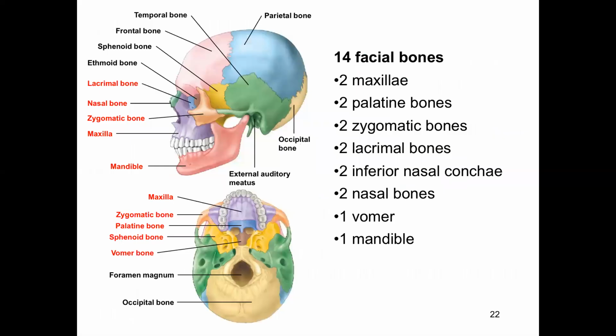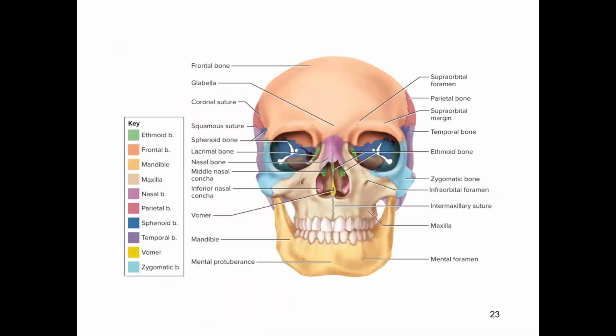Okay. Now sinuses. Oh, here's your 14 facial bones. I've labeled them on this same slide again. So here's your total: 2 maxillae, 2 palatine bones, 2 zygomatic, 2 lacrimal, 2 inferior nasal conchae, 2 nasal bones, 1 vomer, 1 mandible. I went through that already with the other picture. This is the same picture. I forgot that I had this picture again, but anyway, you can see all of these bones again.